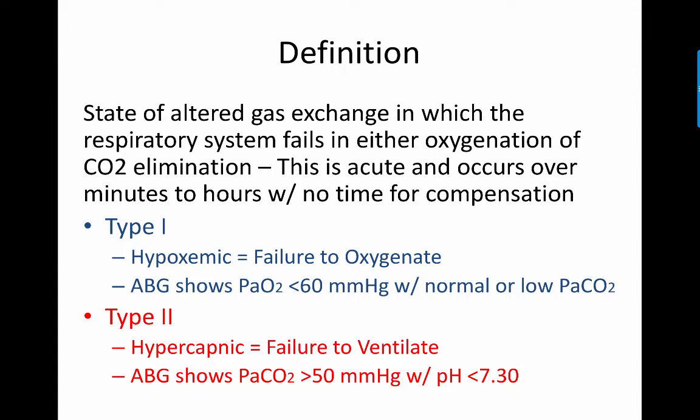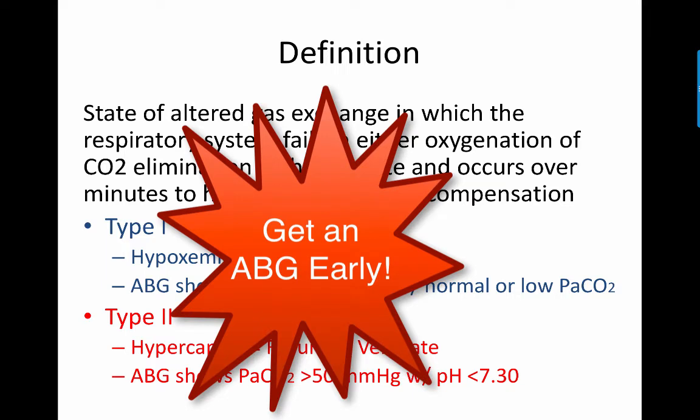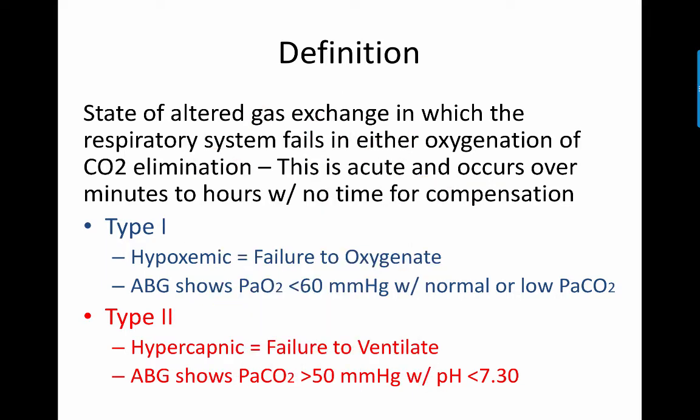So type 1 failure is really the hypoxemic failure where there's failure to oxygenate. Both of these are really diagnosed from an arterial blood gas. So it's going to be really valuable for the nurse to advocate early to have an arterial blood gas, right? Your arterial blood gas is going to change before you really see any change in your O2 saturation. So O2 saturation, while a very valuable tool, is not the best vital sign that we have to diagnose this respiratory failure. So an ABG is going to be really important.